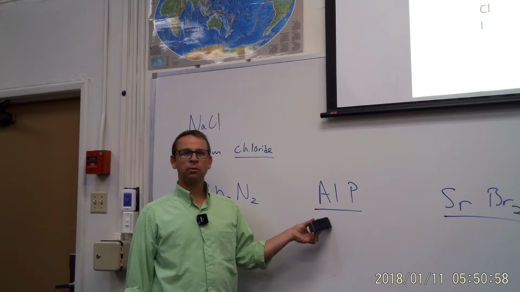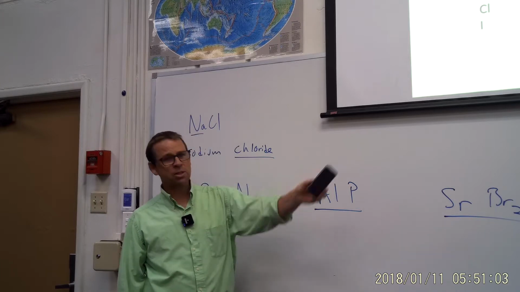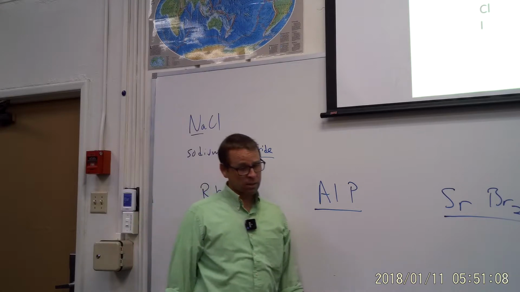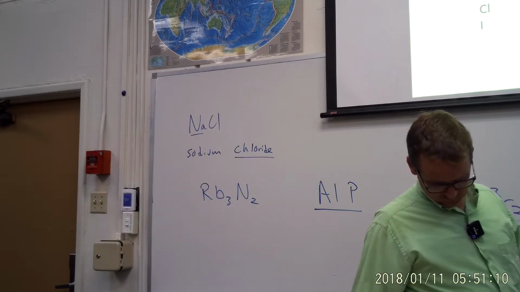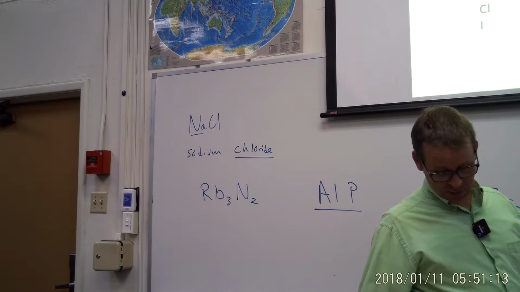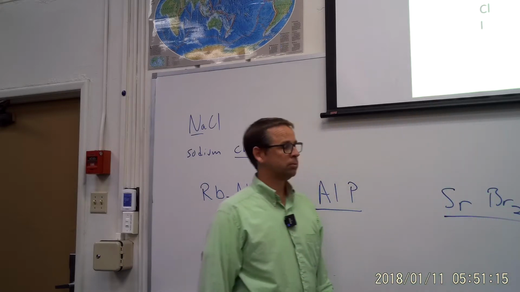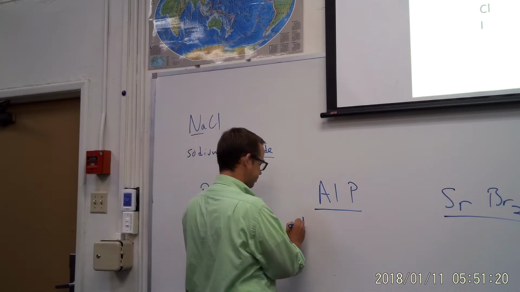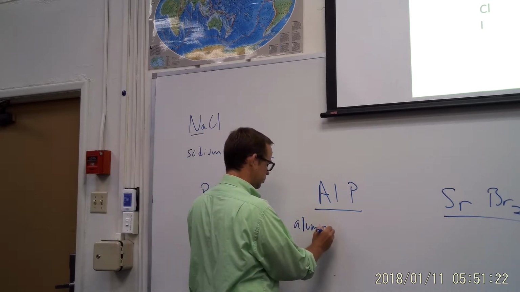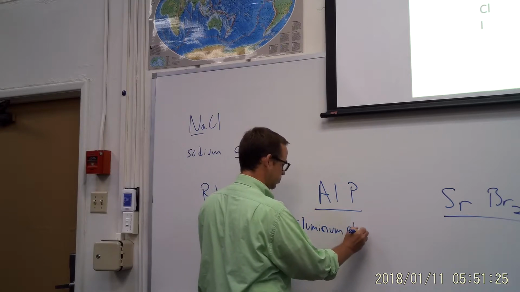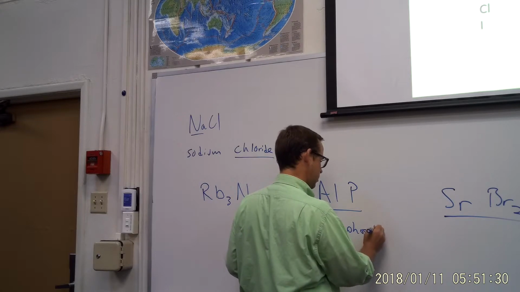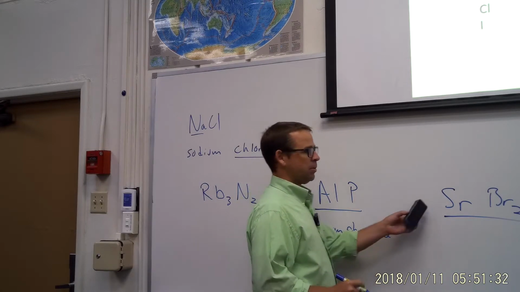Aluminum phosphide. What's phosphate? That was that business over there, right? Okay. And is there a phosphite on our thing or no? They don't have that on our list, but a phosphite exists as well. Okay, so aluminum phosphide. Phosphorus, phosphide. How about this one?